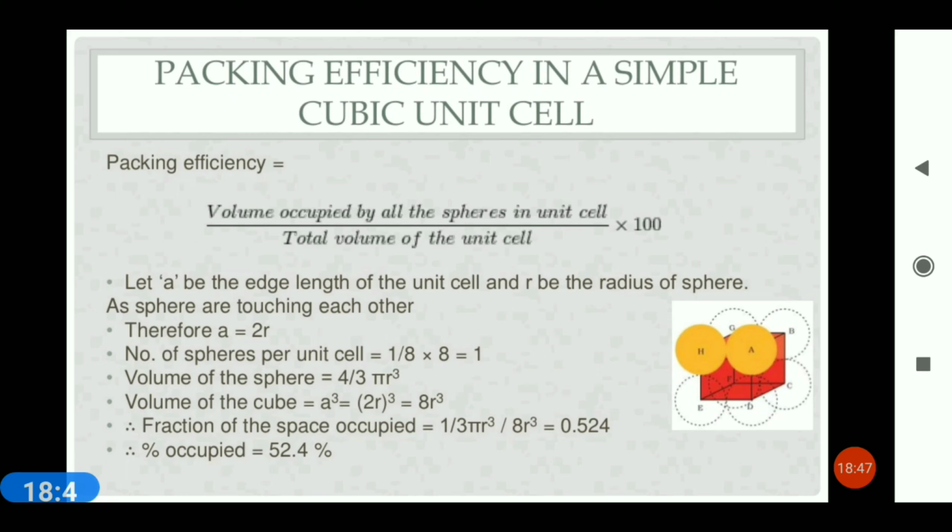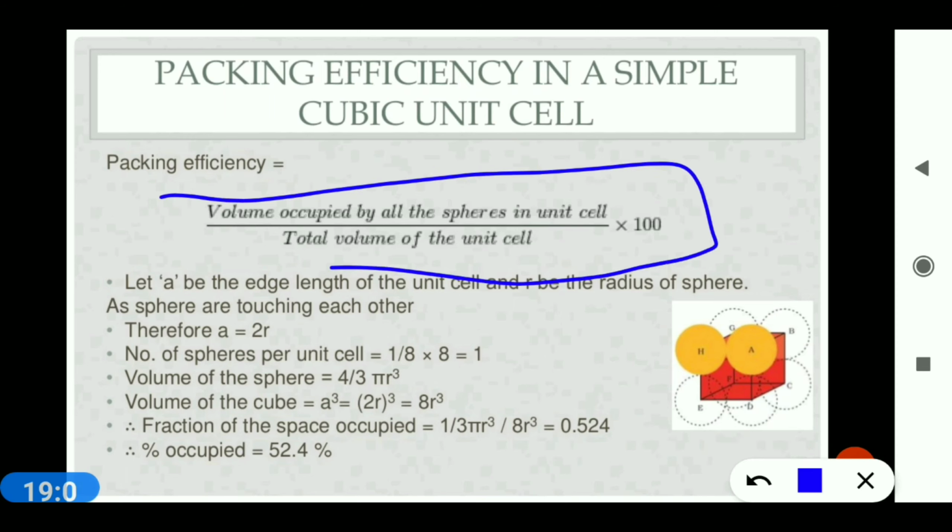Packing fraction is only the ratio of the volume occupied by the sphere upon total volume of the unit cell, but packing efficiency is the percentage. So when we are calculating the packing efficiency, we have to multiply by 100. This is the formula to calculate the packing efficiency. So we should know the volume occupied by the sphere upon total volume of the unit cell.